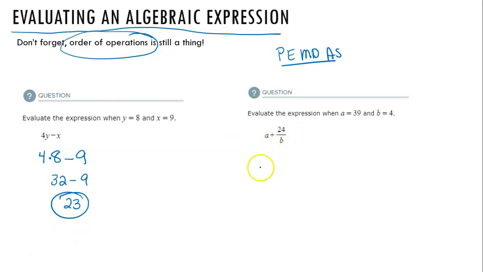For a problem like this one, we're replacing a with 23, and we're replacing b with 4. We always divide before we add, so it becomes 39 plus 6, and 39 plus 6 is 45.